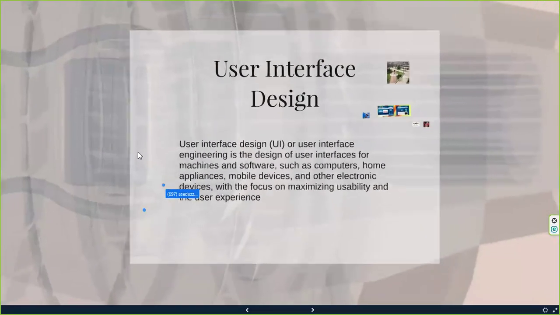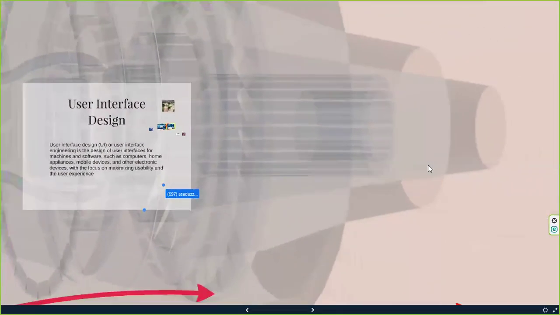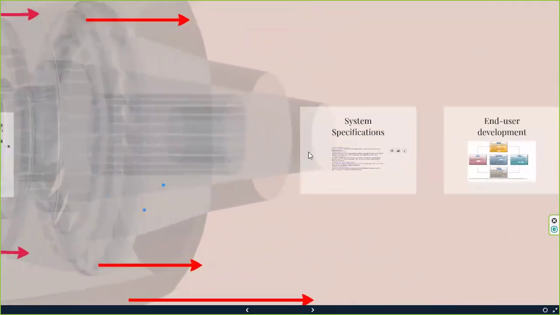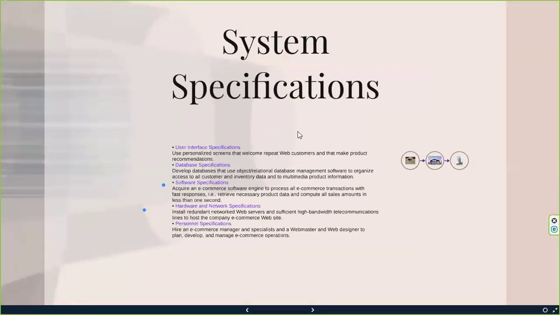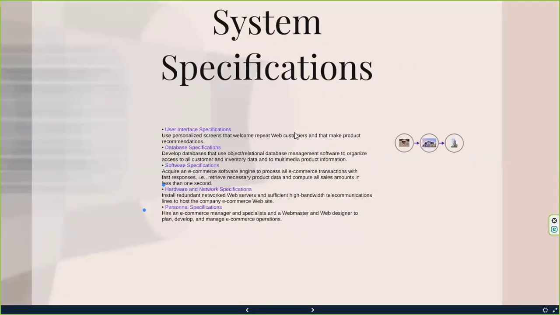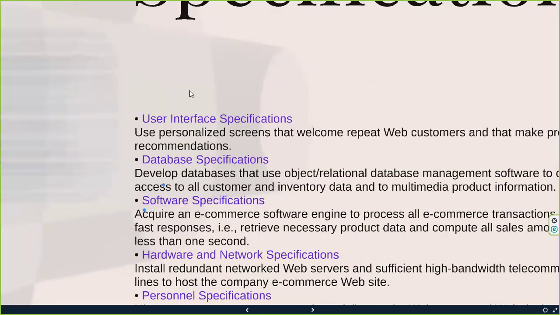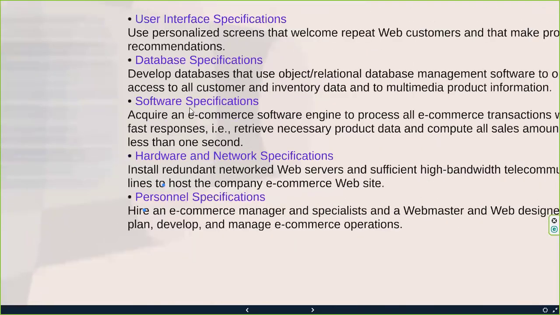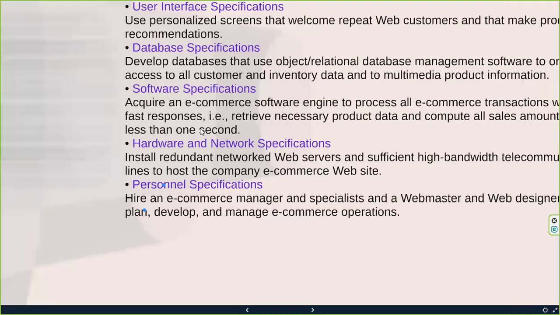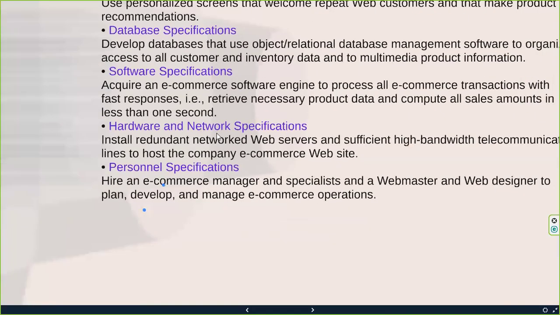So this is user interface design, and then system specification. System specification means what is needed in the back end: what type of hardware, software, network, database specification, what type of software is needed, and what type of network hardware it needs.